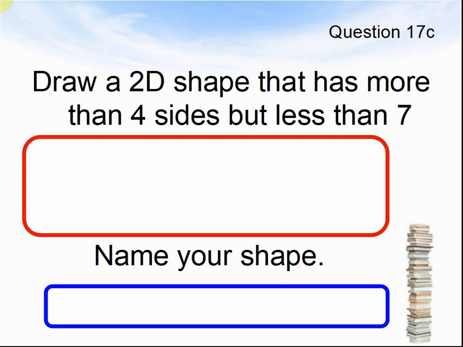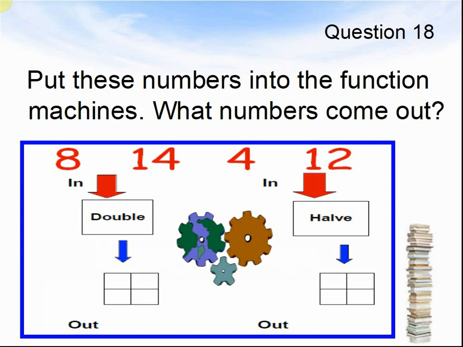Here comes the next question. Are you ready? It is question 18. Put these numbers into the function machines. What numbers come out? I'm going to need 8 answers in total from this one, because I need 8, 14, 4 and 12. Doubled, you have to double each of those. And then you take 8, 14, 4 and 12 and you halve each of those. So I have 8 answers in total. Let's look at the next. Pause the video until you are ready for the next question.